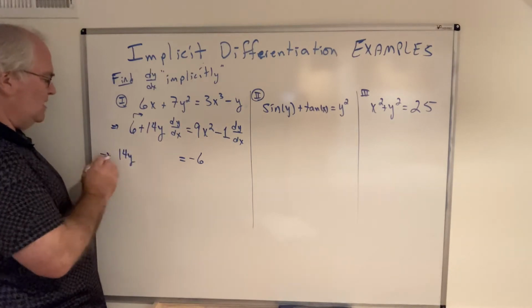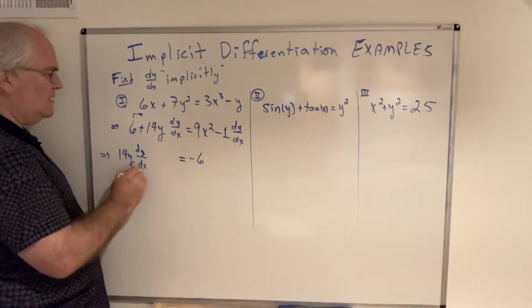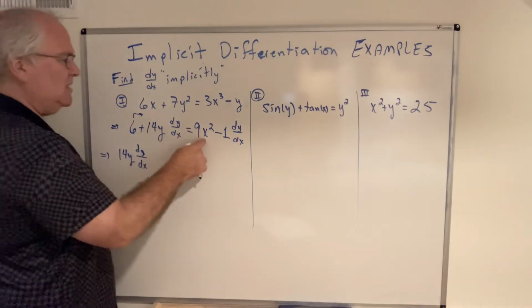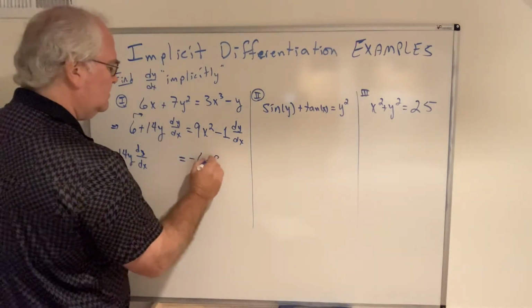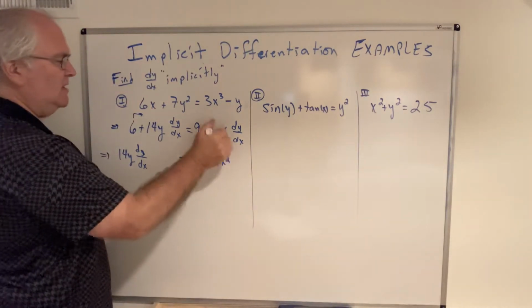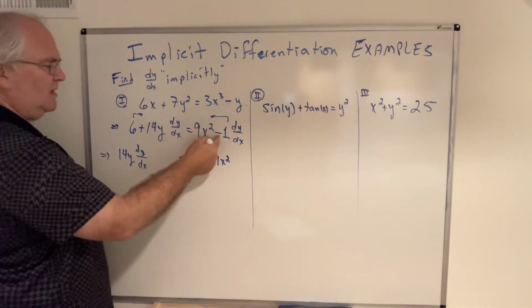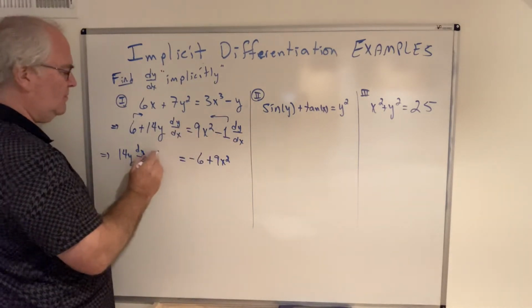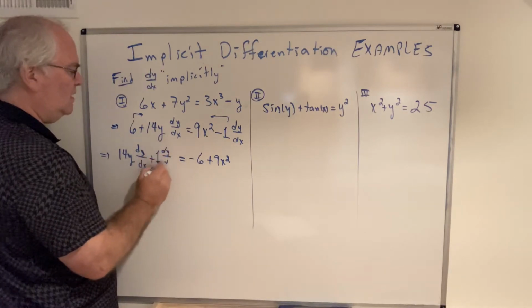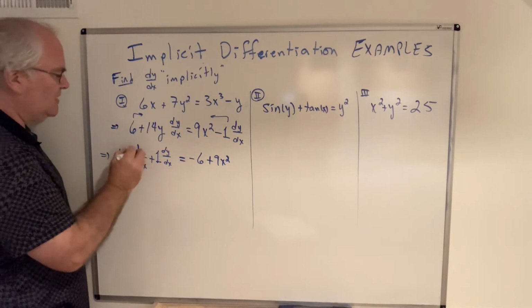The 14y stays where it is because it does involve dy/dx, so it stays on the left-hand side. This implies 14y dy/dx. This 9x squared stays where it is. I'll talk about that in just a moment. But this needs to move to the other side because it does have dy/dx. When you cross the line, this becomes positive 1 dy/dx. Then factor out dy/dx.